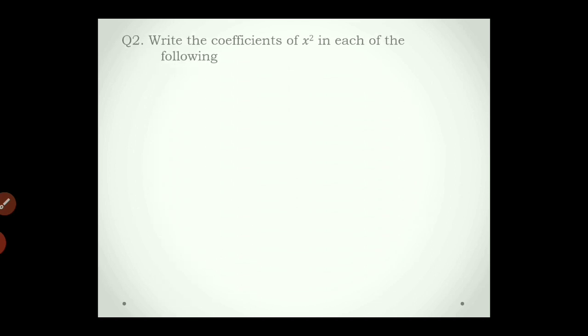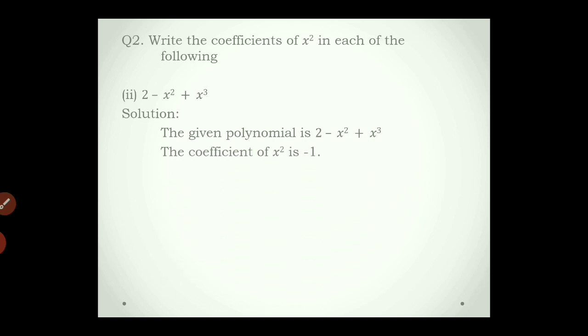Now the second question is, write the coefficient of x square in each of the following. First is 2 minus x square plus x cube. We have to write the coefficient of x square. Here you can see that the given polynomial is 2 minus x square plus x cube. Clearly the coefficient of x square is minus 1.